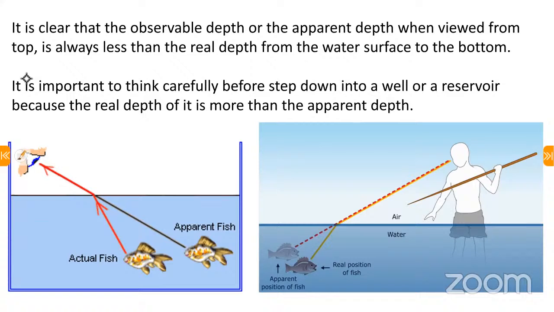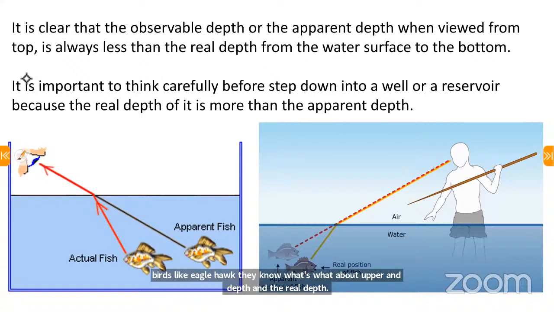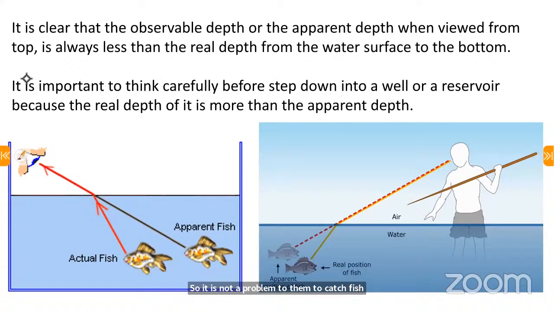Carnivore birds like eagles and hawks know what's what about the apparent depth and the real depth. So it is not a problem for them to catch fish in water. Okay? They know the image of the fish is not the true position of the fish. The attack is made a little lower than the image of the fish that is seen.